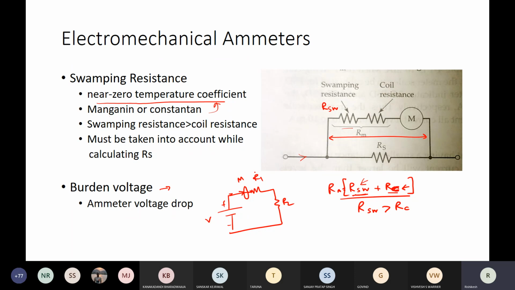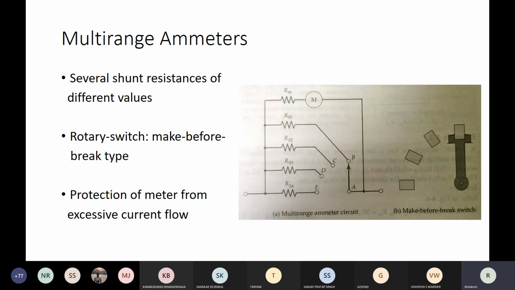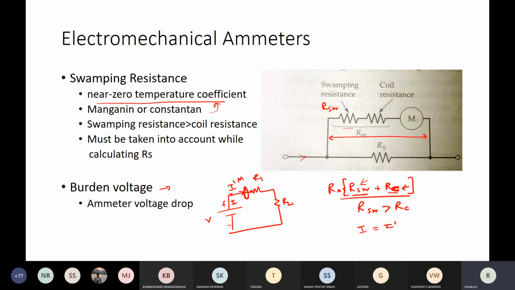Now, what is the expectation from a meter? That any instrument, whatever we are using for measurement, should not disturb the system. What does it mean? That in the absence of the meter, let's say the current was I, and in the presence of the meter, let's say it changes to I dash. So I should be equal to I dash ideally, isn't it? However, it doesn't occur because the meter will have a finite resistance associated with it, which I can represent like this.